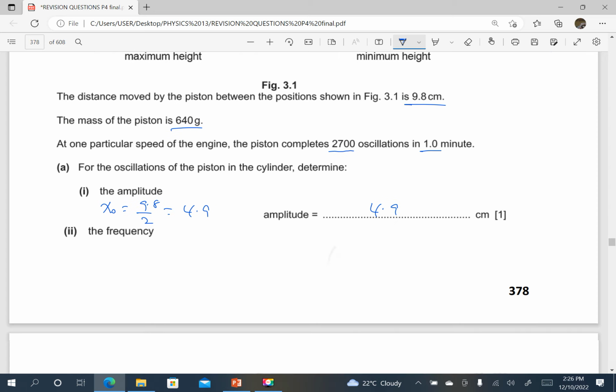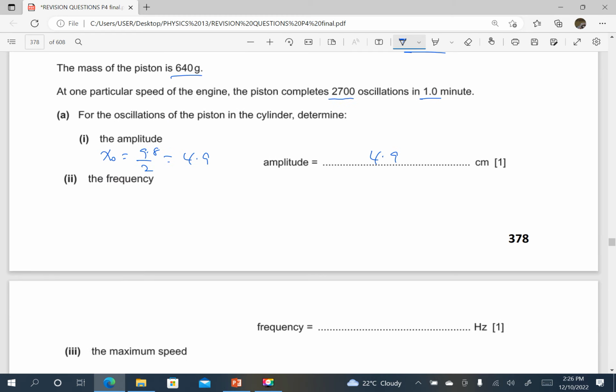Then the frequency. So we know that frequency is the number of oscillations. So frequency is equal to number of oscillations per unit time.